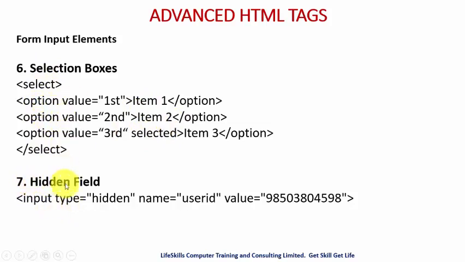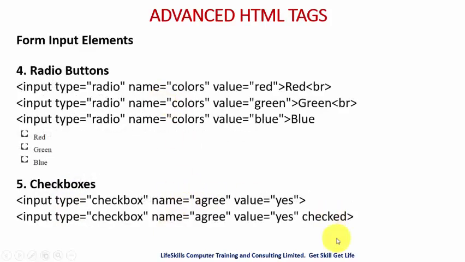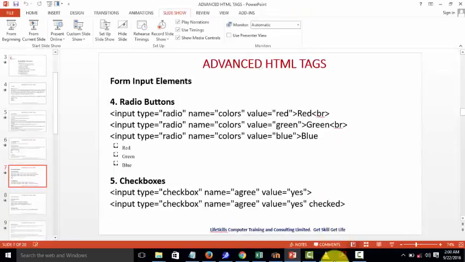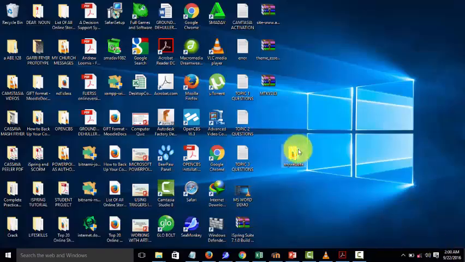Then we have another tag called hidden field. We will discuss that as we continue. But for now, let's start with a radio button. Now let me escape this presentation and go to our desktop where I put this.